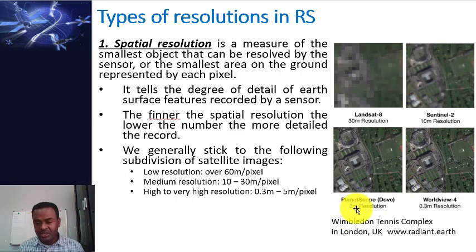If we increase the spatial resolution to 3 meters, we start recognizing it very well. If we again increase the spatial resolution to 0.3 meter, with a high spatial resolution, now we can recognize the tennis complex in Wimbledon, in London. So this is the effect of spatial resolution. The finer the spatial resolution, the lower the number, the more detailed the record is. So we generally stick to the following subdivisions: low resolution data, medium, and very high resolution data.